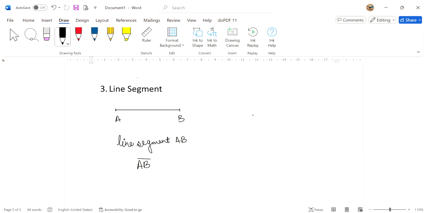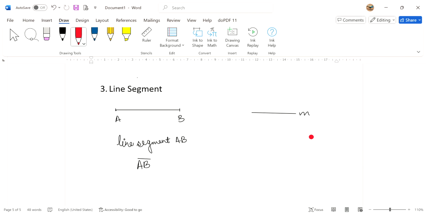Now, there is a very rare chance that you might do this, but suppose there is M over here. You cannot write this as line segment M. Okay, it does not make any sense.